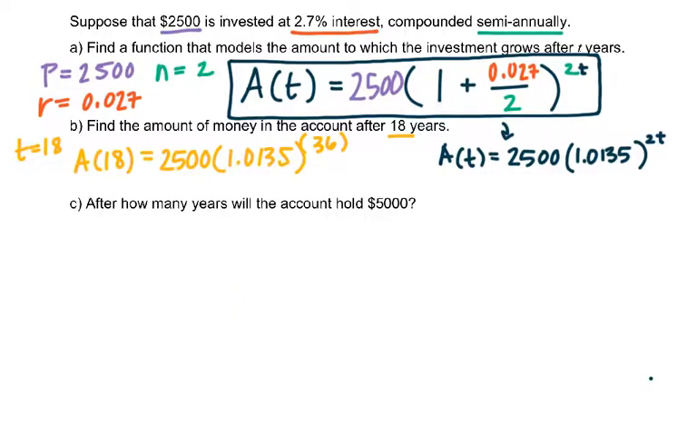All right, so if we plug this into our calculator, we find that a of 18 equals 4,051.306658. After 18 years, the amount of money in the account is $4,051.31.